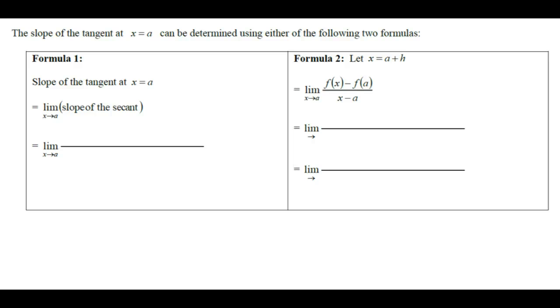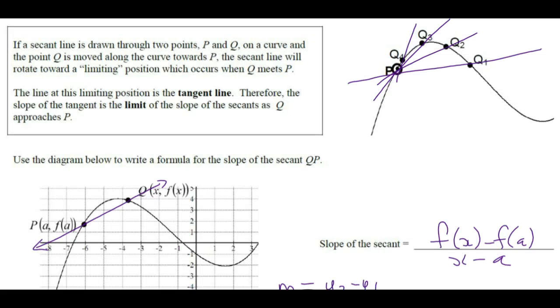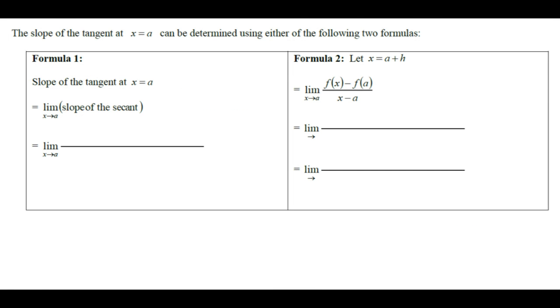The slope of the tangent at x equals a can be determined using either of the following 2 formulas. So, the slope of the tangent at x equals a is the limit as x approaches a. As we move Q towards P, then x is going to approach a, which is the limit as x approaches a of, and we had that, right? So it's f of x minus f of a over x minus a. So that's formula 1.